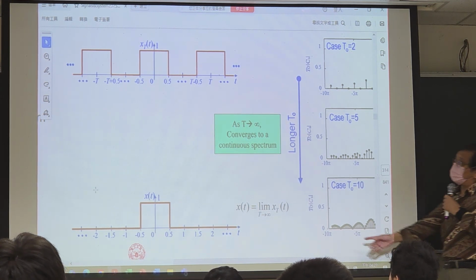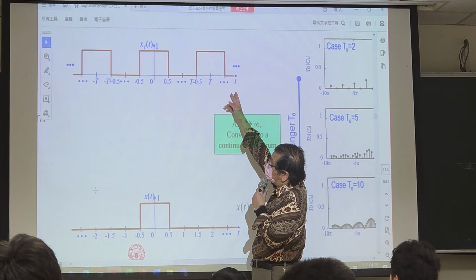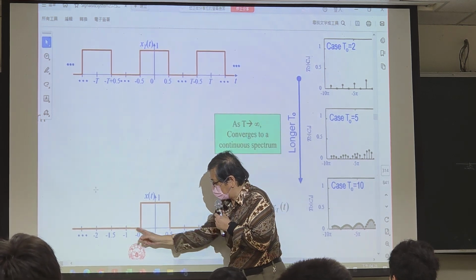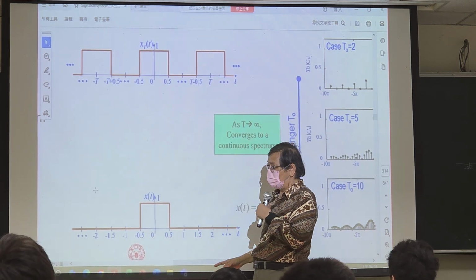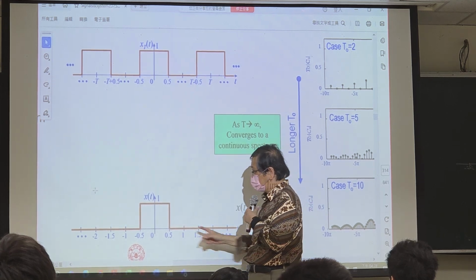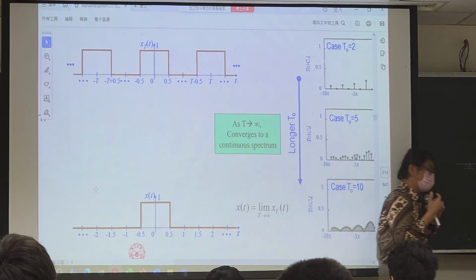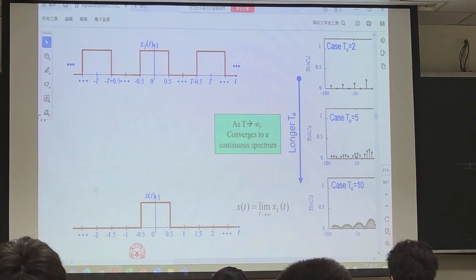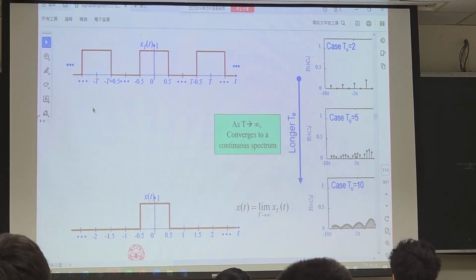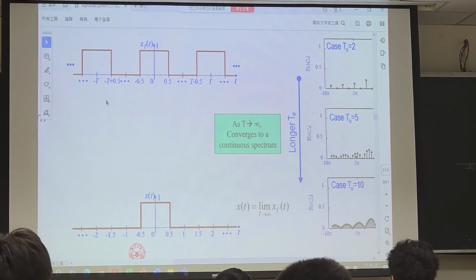This is a periodic function with period 2 seconds. And then you can see that this is only a square pulse in the interval, nothing else. So this is an aperiodic or non-periodic function. Question?